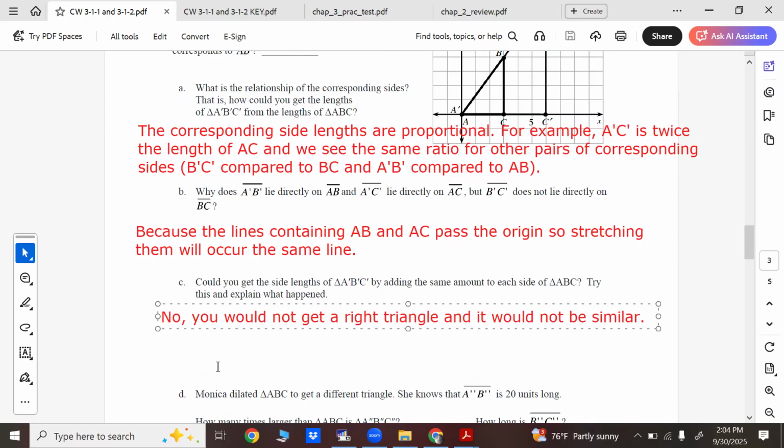Okay, but how long is AC? And how long is A prime C prime?